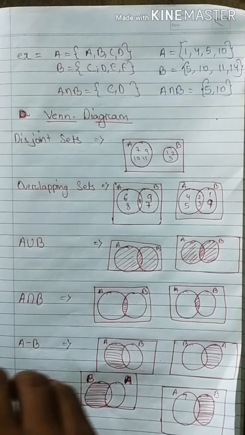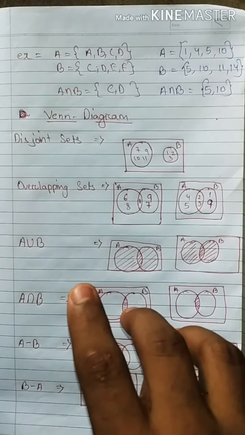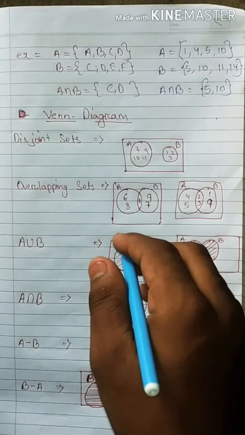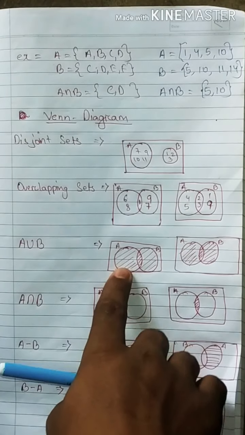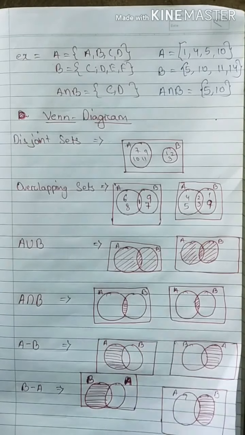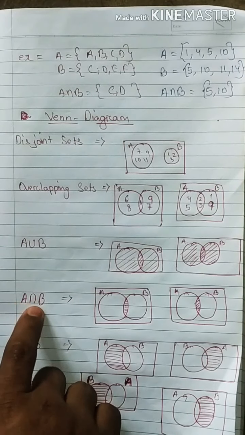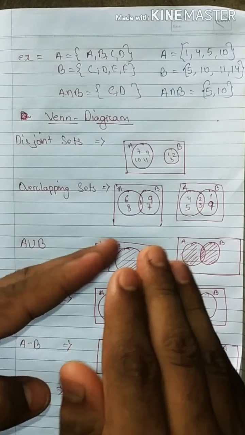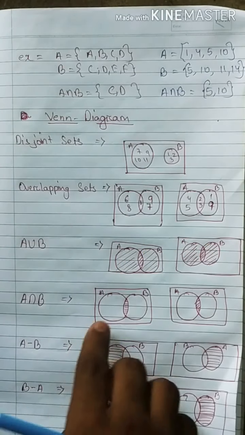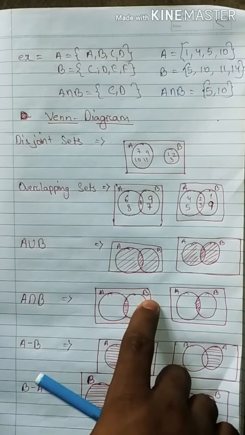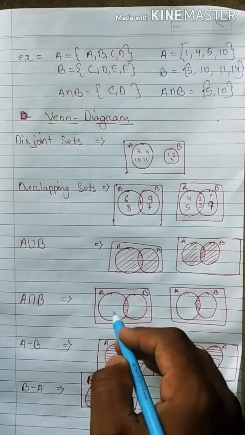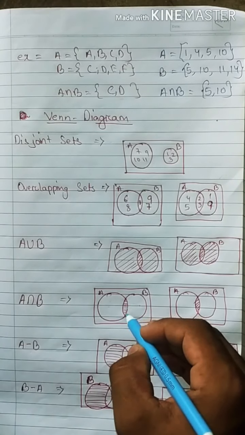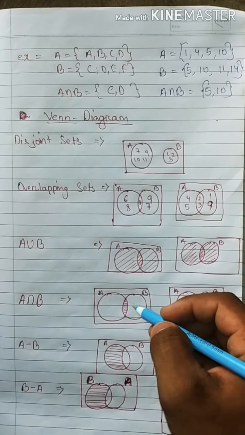A union B. Before, I told you A union B means combination of two sets. See here, set A and set B are combined together. A intersection B means which one is common, that we will take, and which one is not common, we will leave. In set A and set B these two parts are different, and which one I have shaded is common.